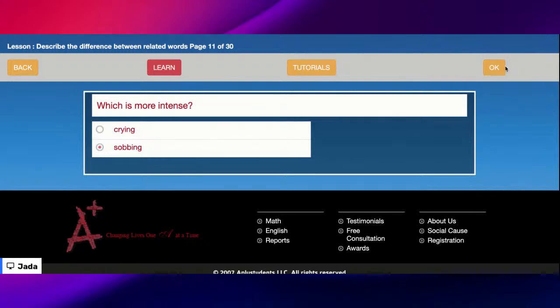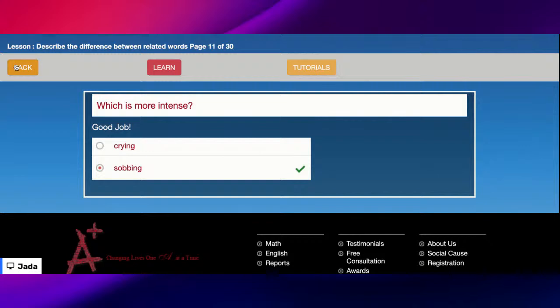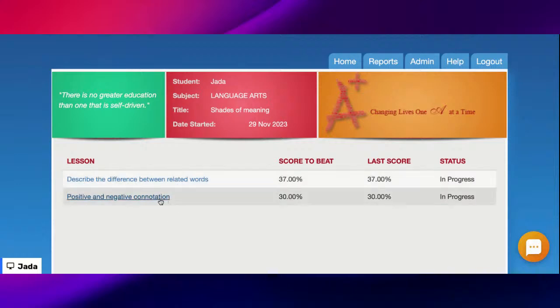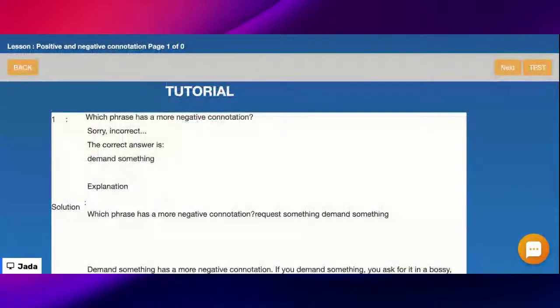Okay. So yeah, that's it for describing the difference between related words. Let me know in the chat, guys. Do you have any questions before we move on to the last one, which is positive and negative connotations? Any questions, guys?